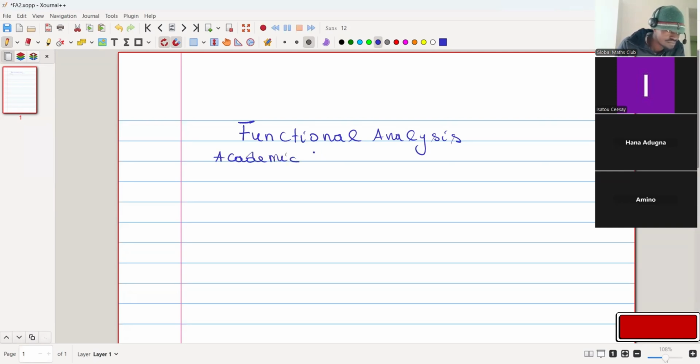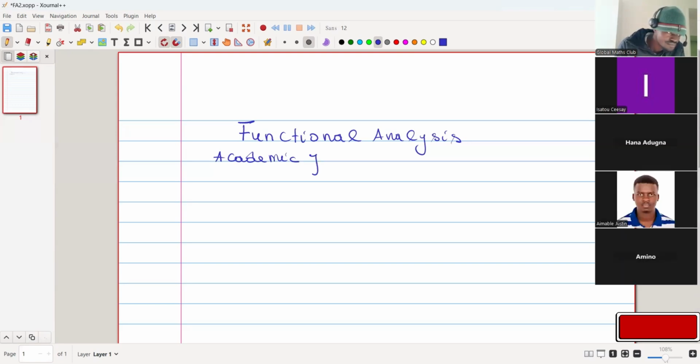You cannot watch? No, we can see your screen. You can see, but it's like there's someone who cannot see.